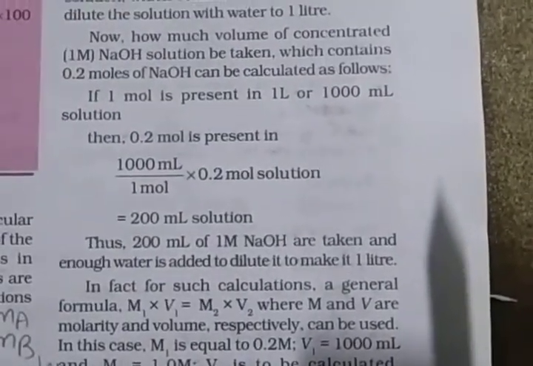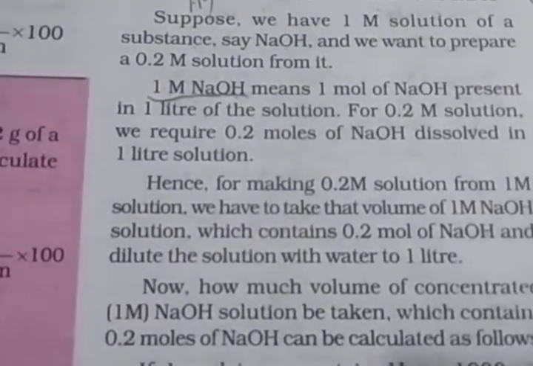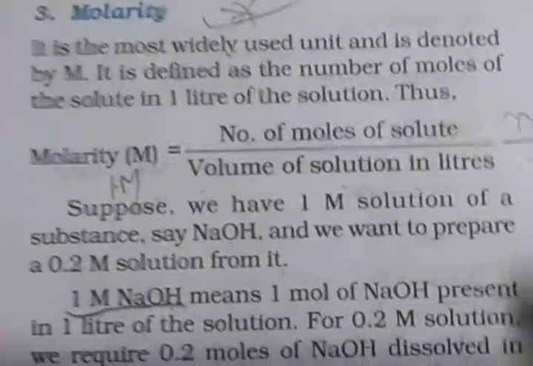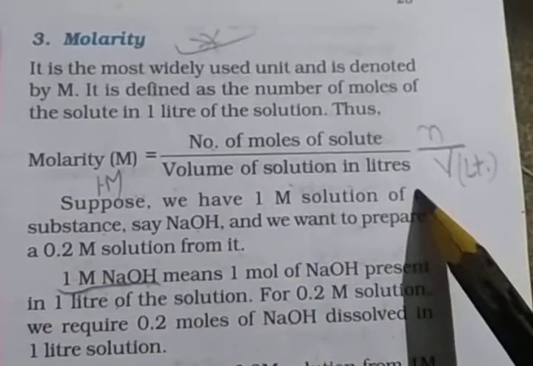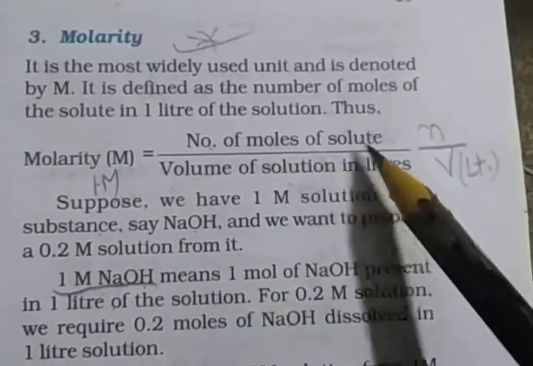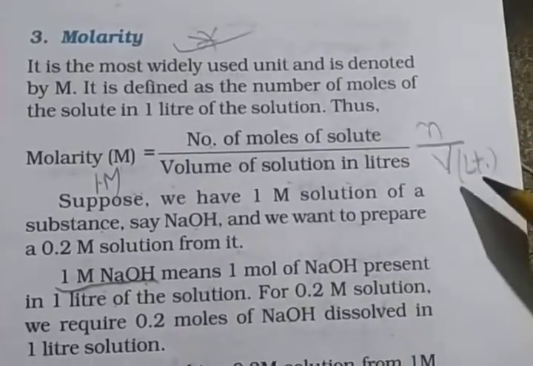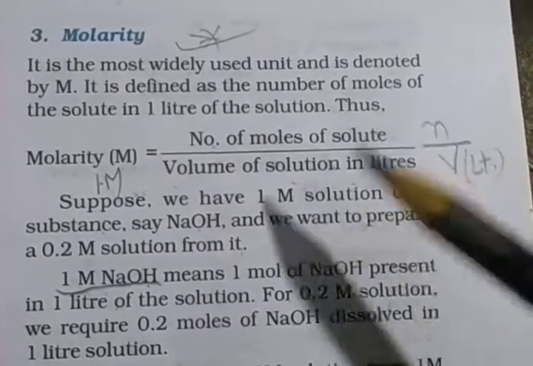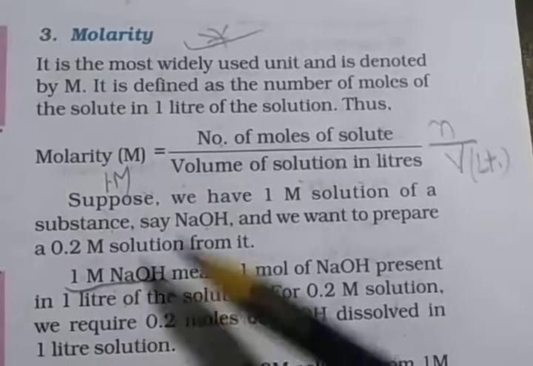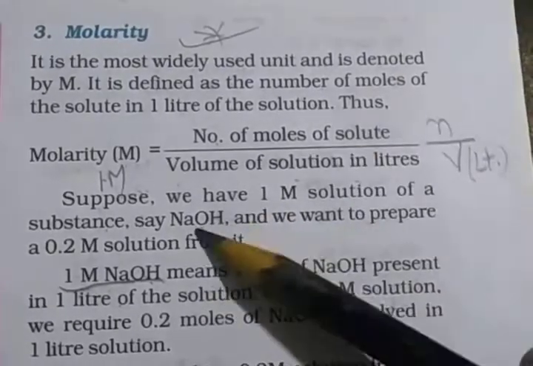See, again I say, by this formula: molarity equals number of moles of solute divided by volume of solution in liters. Molarity is denoted by capital M, number of moles of solute by small n, and volume of solution in liters by capital V. So we have obtained a 1 M solution, that means here the number of moles is 1 mole, or the volume is 1 liter.